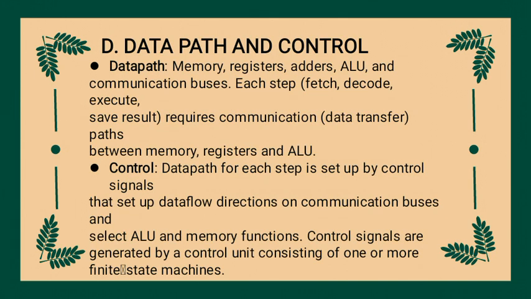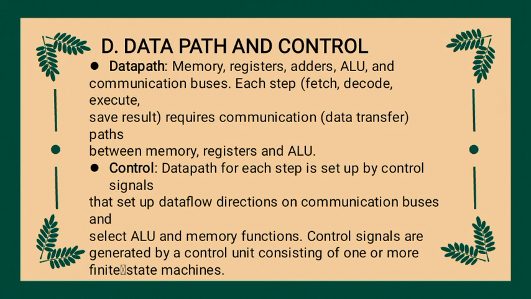D. Data path and control. Data path: memory, registers, other, ALU, and communication used in each step. Fetch, decode, execute, save result. This requires communication data transfer paths between memory, registers, and ALU.